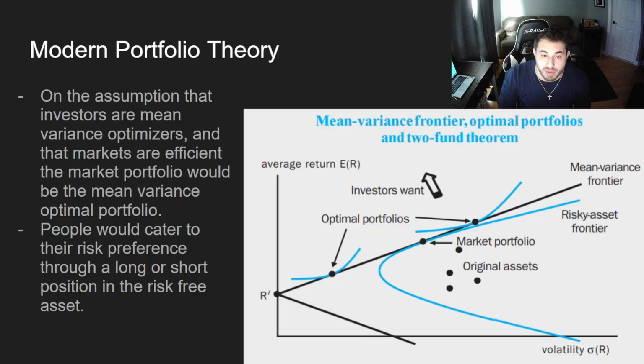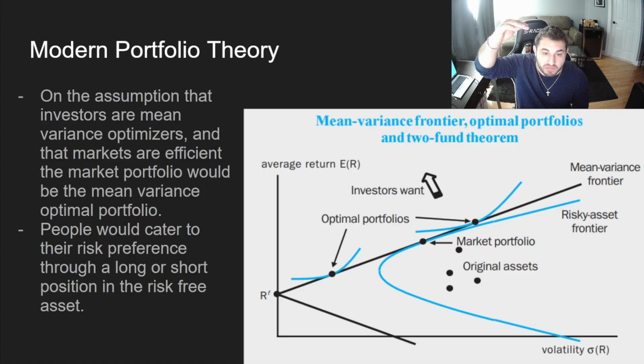And then, basically, under this theory, everyone should own the market portfolio, but you cater to your risk preference through a long position in the risk-free asset. Basically, you're lowering return, but also lowering risk, or a short position in the risk-free asset, otherwise known as leverage. You're basically able to borrow at the risk-free rate and buy more of the market portfolio to increase your returns in proportion to the amount of risk.